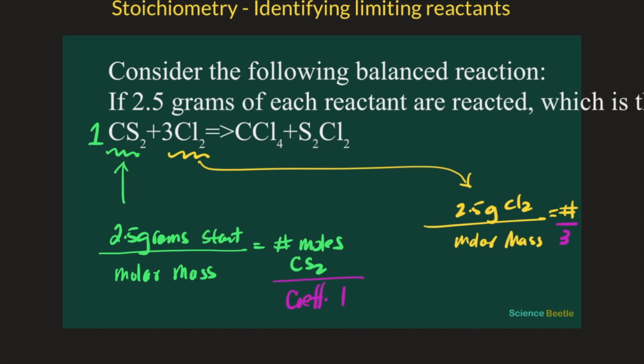And then what we're going to do is compare this value, whatever it is, to the value over here. Whichever is the smaller number is the limiting reactant. So that's the concept.